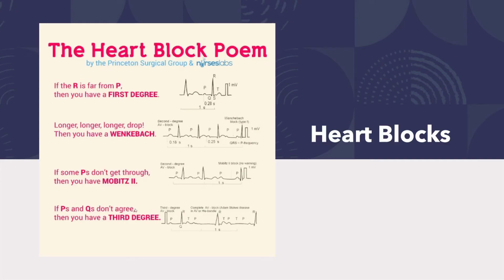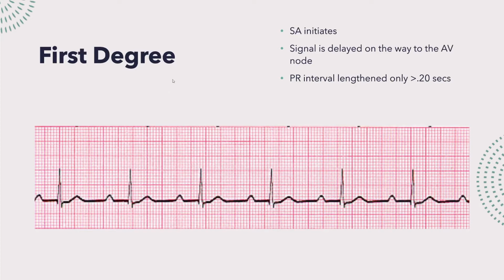If P's and Q's don't agree, then you have a third degree. Third degree is an emergency. It's immediately life-threatening. Basically, the atria and ventricle are functioning independently. The AV node is not regulating that. They're unlinked, decoupled electrically. And so the P waves and the R waves don't add up. The ratio varies. It's not uniform. The rates differ. Okay, so let's go through them again really quick.